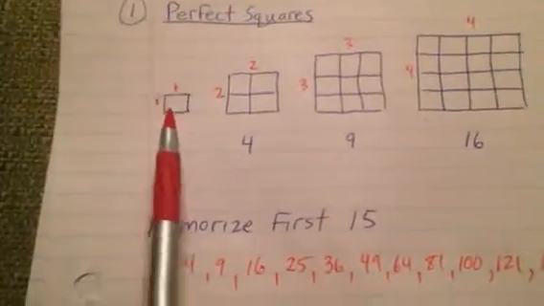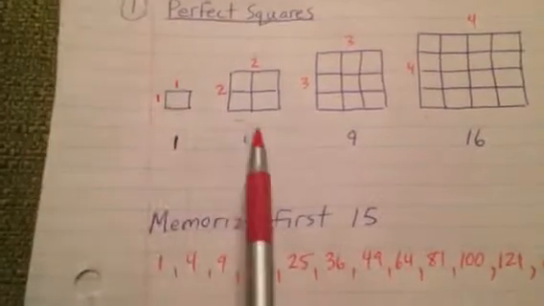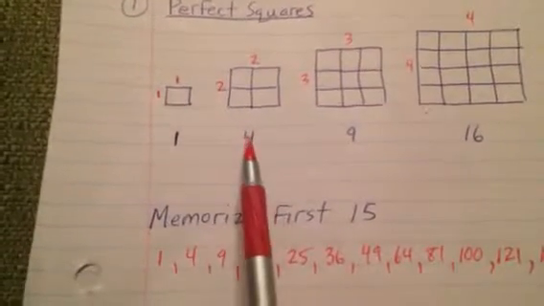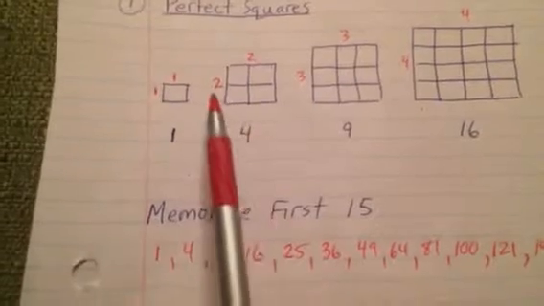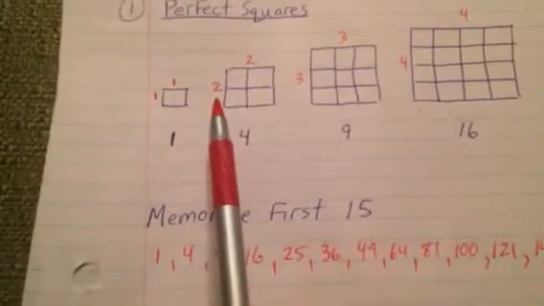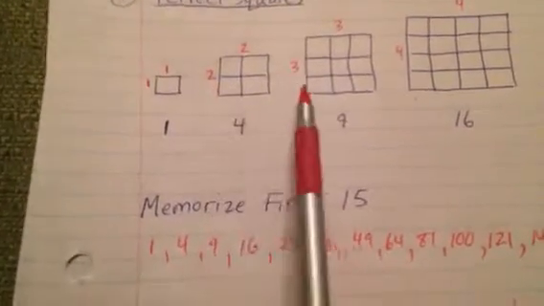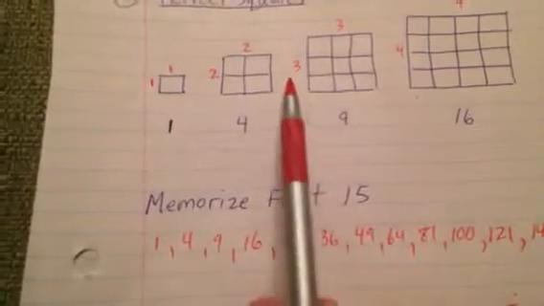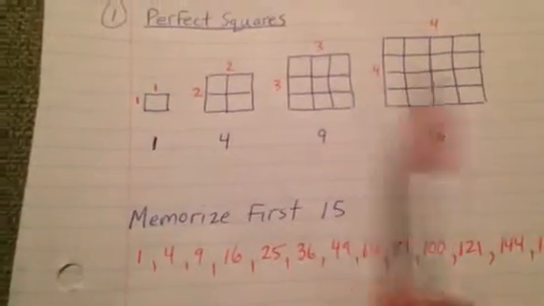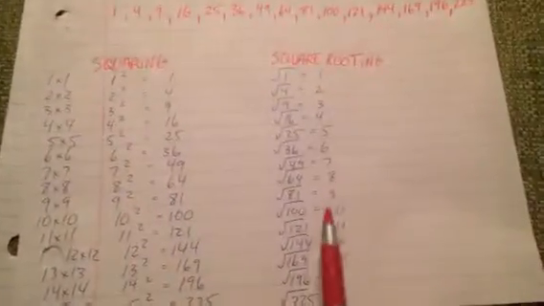In other words, if you have a square with an area of 1 and you square root it, it's 1 long. The square with the area of 4 has a length of 2, or the square root is 2. The square root of 9 is 3. The square root of 16 is 4, etc. There's a connection between squaring and square rooting. They're the exact opposites of one another. This and this, they're the exact opposite.